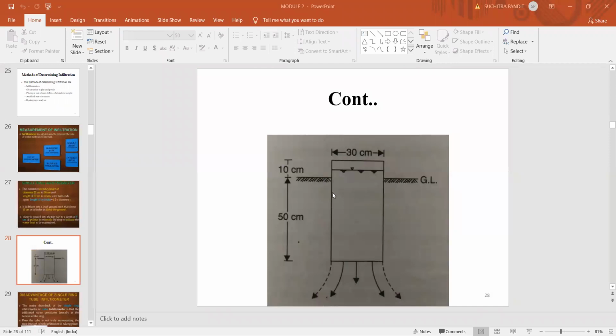Now it's a very simple equipment. You can see here, this is a single ring infiltrometer. It is a circular cylinder, both sides are open, the diameter will be about 30 centimeter, and it is driven into the ground to a depth of about 50 centimeter. About 10 centimeter projects above the ground surface. A constant level of water is maintained, about 5 centimeter above the ground level. When you fill the cylinder with water, up to this point you have the soil surface, and 5 centimeter above this ground level you have the water elevation.